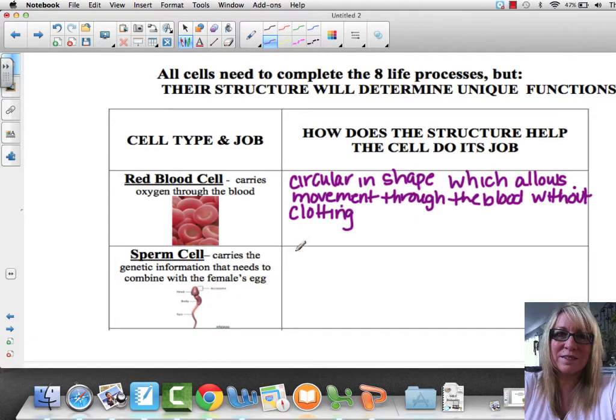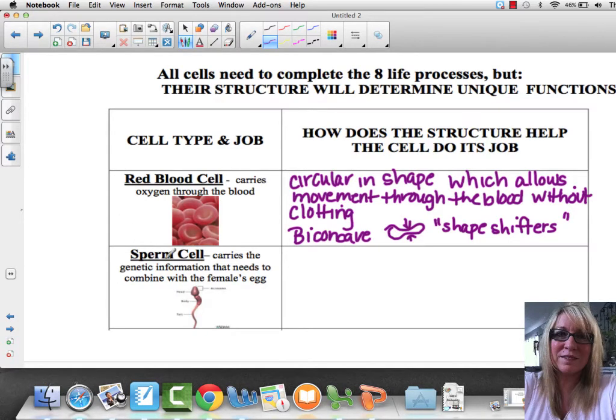And they're referred to as biconcave. So when we look at them from the side, what that means is they're indented on the top and the bottom. So that allows them to be what we call shapeshifters, because they can bend and twist very easily to get through capillaries, which are the smallest blood vessels in the body. They're only like 5 to 10 micrometers wide, which is extremely small.